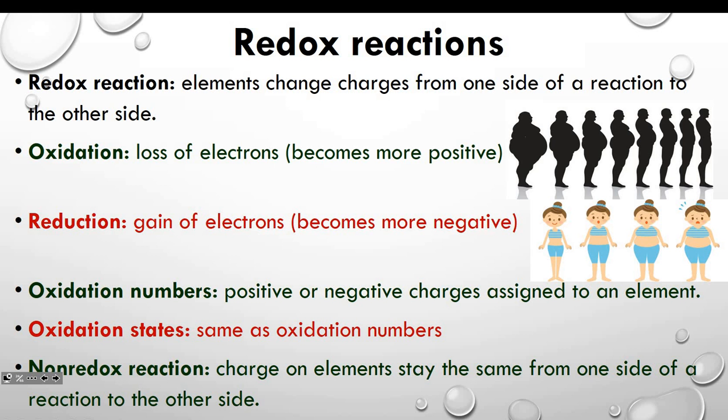Oxidation number is basically the charge on the element. Oxidation state is the same thing as oxidation number. A non-redox reaction would stay the same, the element would stay the same on charge from side to side. So if sodium is a +1 on one side of the reaction, it's still a +1 on the other side of the reaction, that's not redox. Redox would be like sodium metal, which doesn't have a charge, going to sodium ion, which does have a charge.